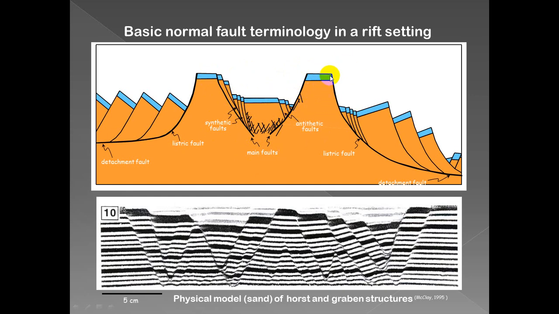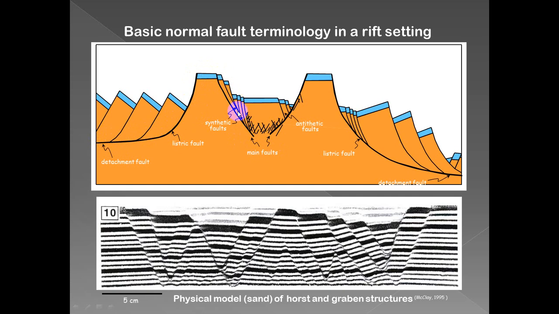If the fault is curved, meaning the dip of the fault decreases downward until it reaches zero at a detachment level or detachment fault, it's called a listric fault. So we have a planar fault like this, with an almost continuous dip from top to bottom, and we have a listric fault, which means the dip angle decreases until the level of detachment, with zero angle.